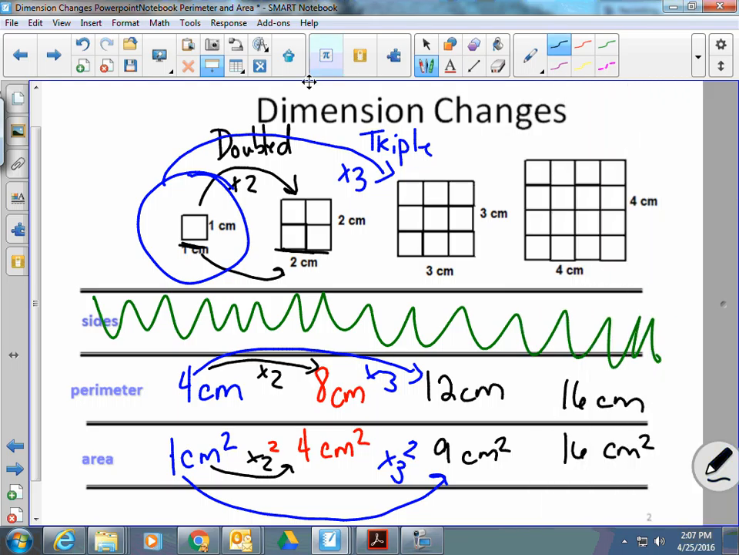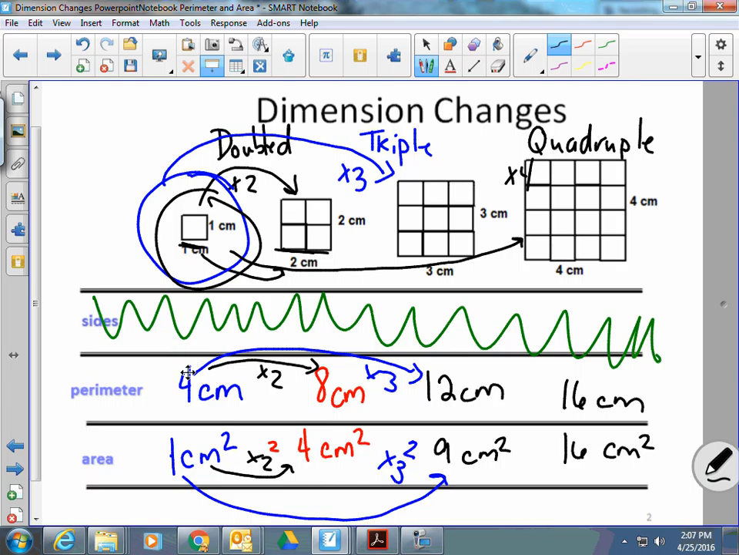So what do I do to get from here to this last one? What is that called? Quadruple, very good. What are we going to multiply by? Times 4. So 4 times 4 is 16. But down here, 1 times 4 is not 16. It's 4 squared. So 1 times 4 squared is absolutely 16.